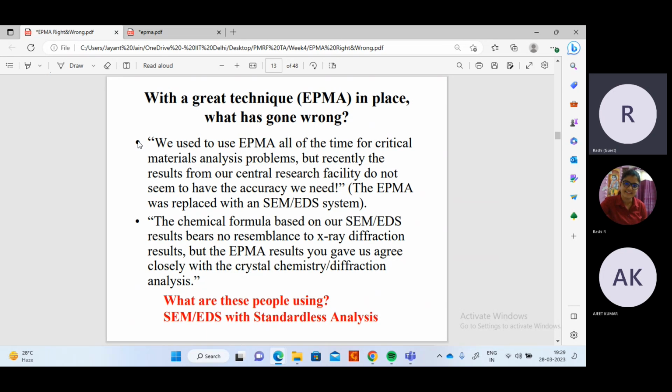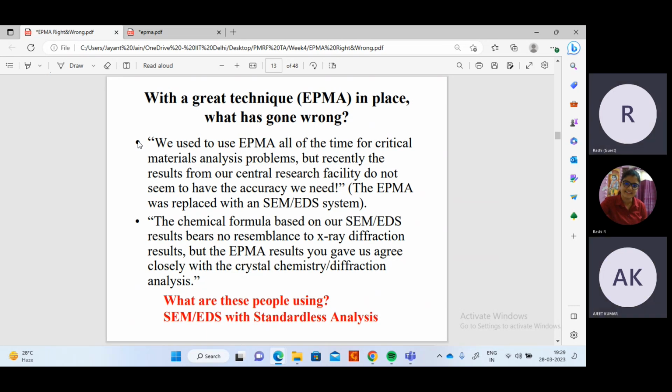Some people say that EPMA results are better. Some people say we are used to EDAX, so standardless analysis is fine for us. But some people, especially industrial people, will say that standard analysis should be done, with respect to standards only. So that debate will go on forever. I have discussed this also in the beginning. You can see a bit more in the uploaded videos. Okay, you understood the point here, right? What they were telling in comparing EDAX and EPMA.